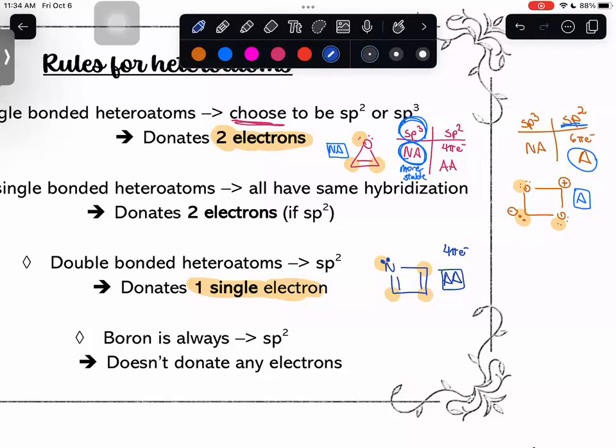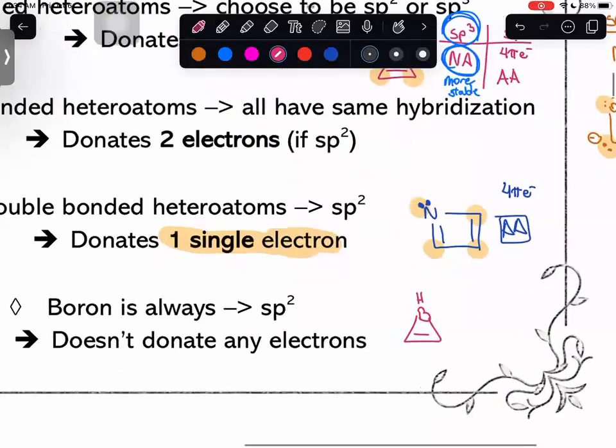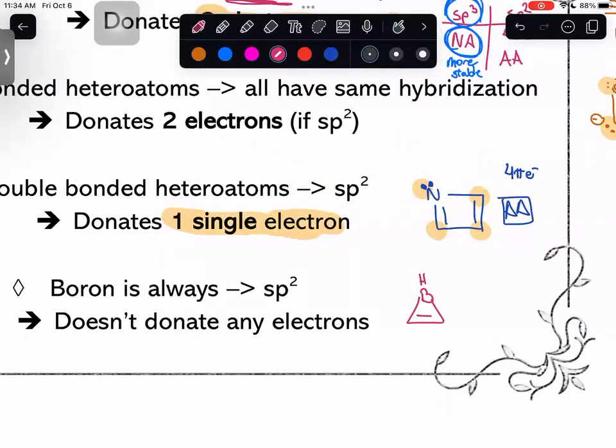Okay. Are we ready for the last one? Okay, let's look at a molecule that looks like this. Let's look at that little triangle at the bottom with boron. Is it cyclic? Yes. Is it planar? Is it fully conjugated? Yes. Boron is always going to be sp2.